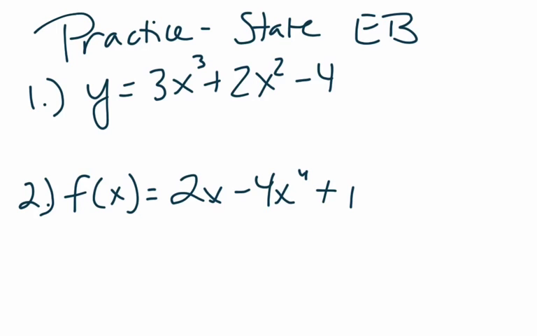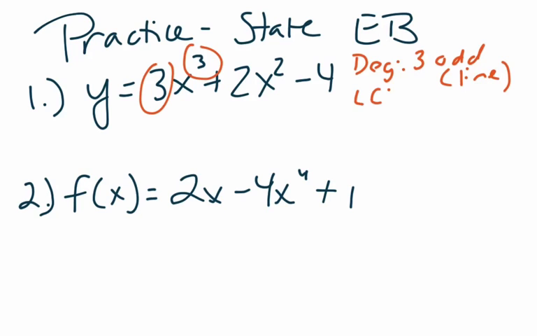Okay, so for those of you still with us, here's the reasoning. In the first one, the degree is 3, which is odd. And then I want you to think, okay, odd means it's going to be like a line. Whatever it does, it's going to be like a line. Leading coefficient is also a 3, and the important thing about that is that it is positive. And so you're going to think positive slope. And so positive slope would look something like this.